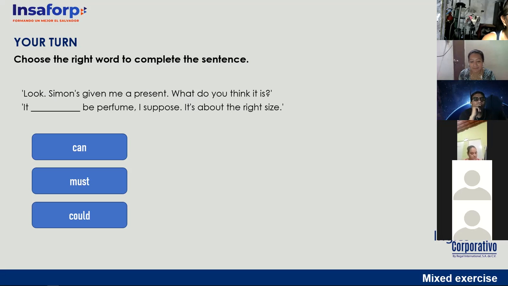Pen. I'm sorry? Pen. It can be perfume, I suppose. Can. It can be perfume, I suppose. It's about the right size. But look, he said, I suppose. Is he sure about it? Could. It could be perfume, I suppose. Okay. It's about the right size. Okay. Thank you, Sonia.